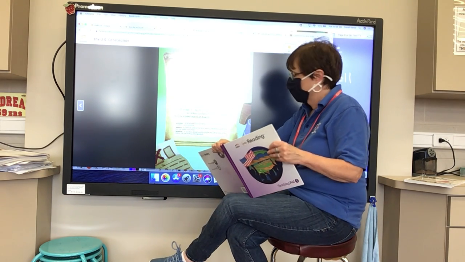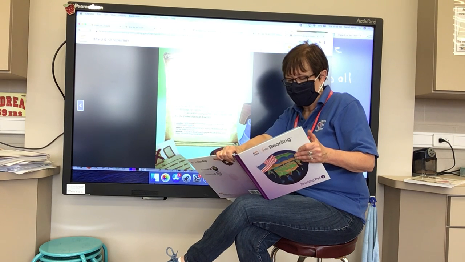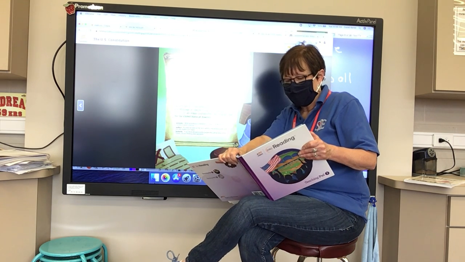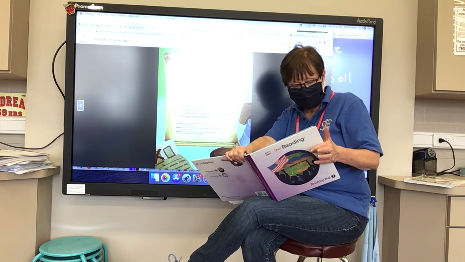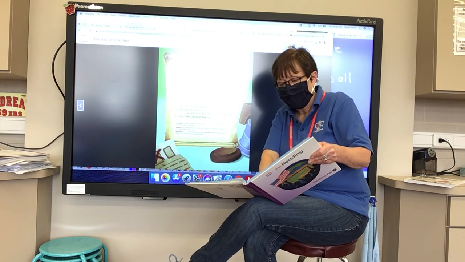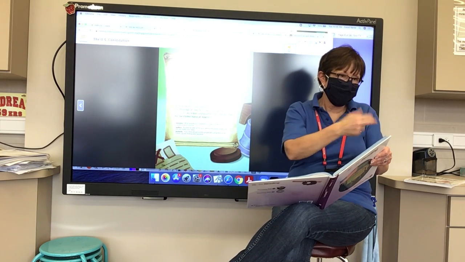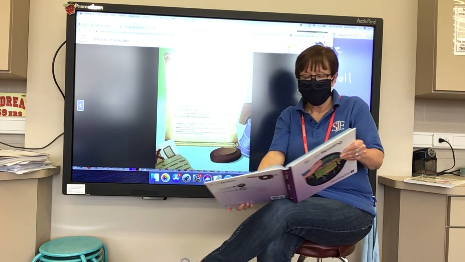The parts of the Constitution. The Constitution has three main parts: the Preamble, the Articles, and the Amendments. 1. Preamble. The Preamble is the beginning of the Constitution. The Preamble tells Americans why they need a government and a Constitution.